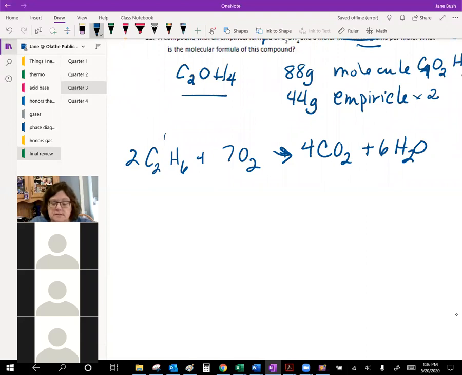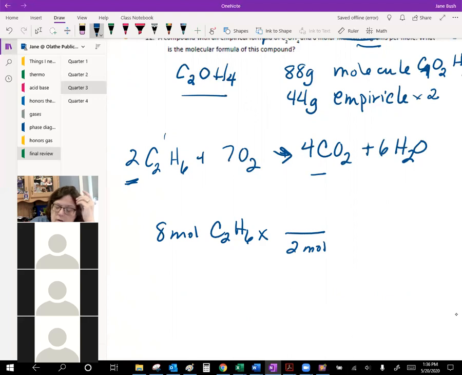All stoichiometry means is if you have 2 of these, you're going to make 4 of these. So if I tell you I have 8 moles of C2H6, 2 makes 4, so 8 is going to make twice as much. 8 would make 16. There's 2 ways to do it. The way we've learned, the way that you were probably taught in Gen Chem, is to multiply the known amount, which is 2 moles on the bottom, and the unknown amount, which is 4 moles on the top. So you do that and you get 16 moles.